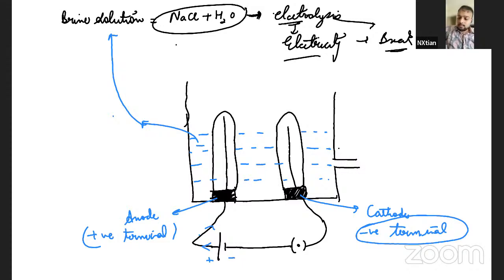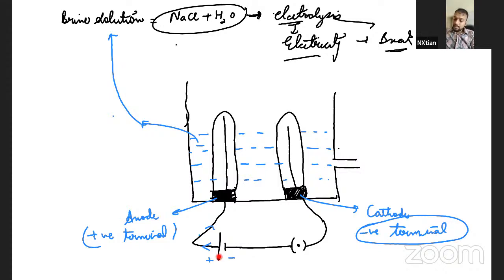Okay. So I took anode and cathode. Anode is a positive terminal, whereas cathode is a negative terminal. Jehovan and Jashon, don't write. Put your pen down. Pen down. Come on. Yeah. Good. Good.